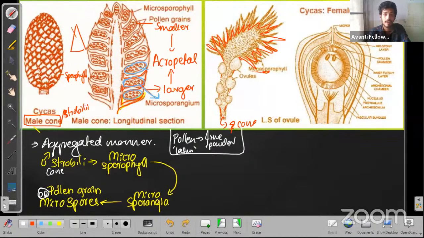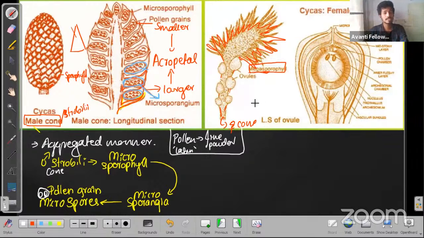Remember, guys, why are we calling it megasporophyll even though these do not contain sporangia? We will get the doubt, right? Here we call it microsporophyll because it contains the sporangia, but here it does not contain any sporangia. Why do we have to call it that then? Alina, if you have any doubt, please put it in the chat box so we can solve that.